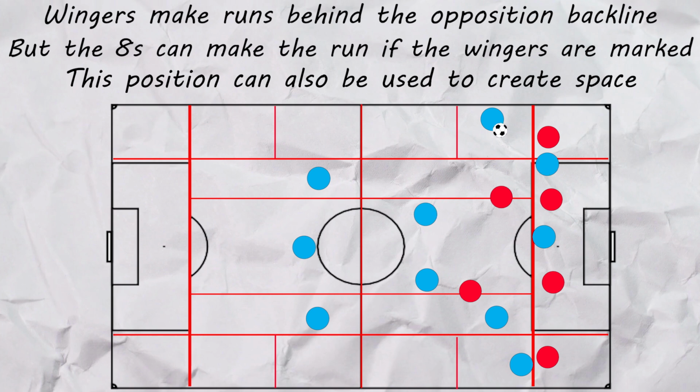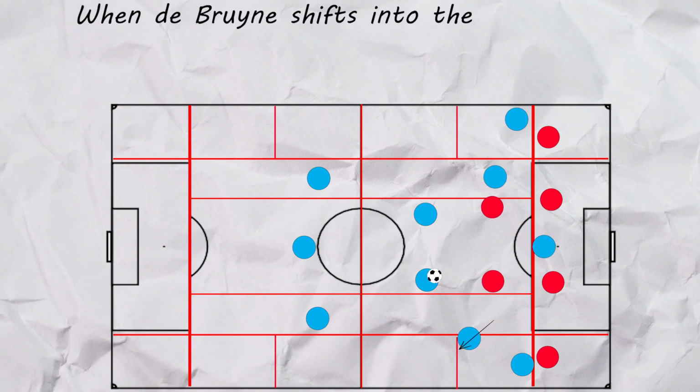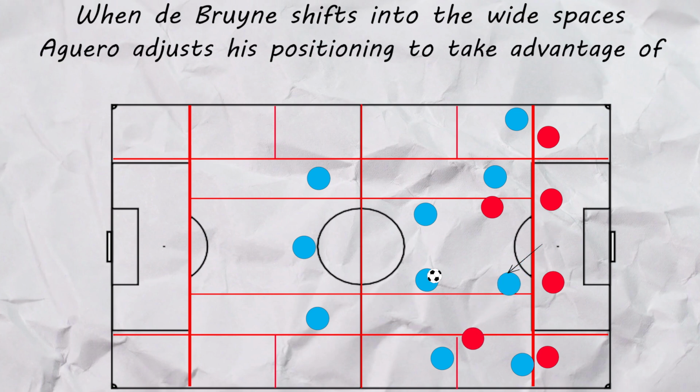At the same time, there's flexibility to the system. At times when City look to overload the wide spaces, with De Bruyne joining the flanks, the opposition's central midfielder will go with him, which would then free Aguero to drop into the half space and look to progress the play or have a shot himself from the freed up space.